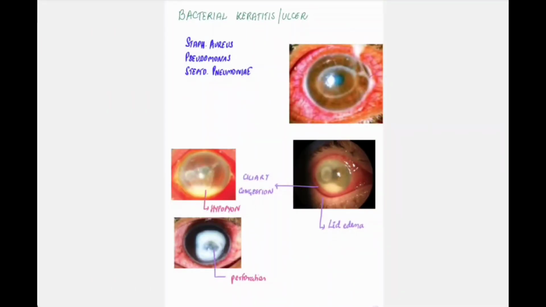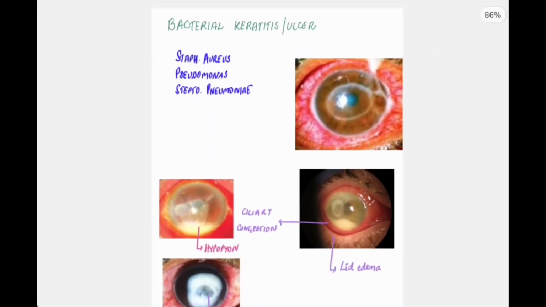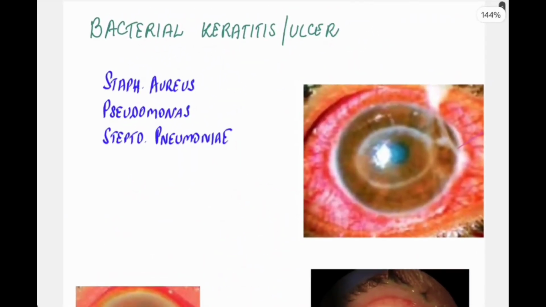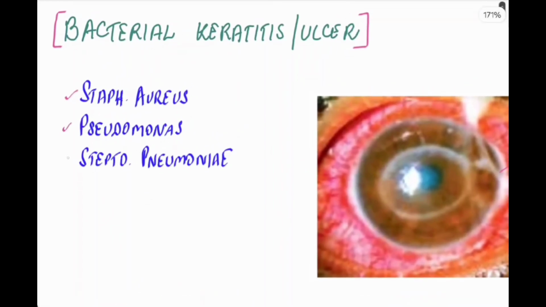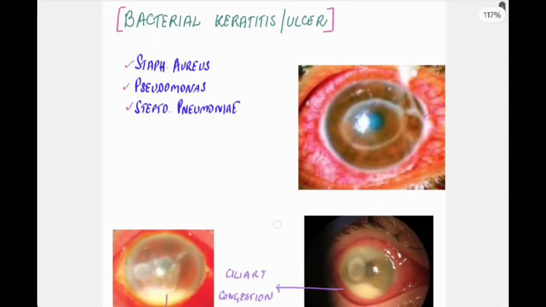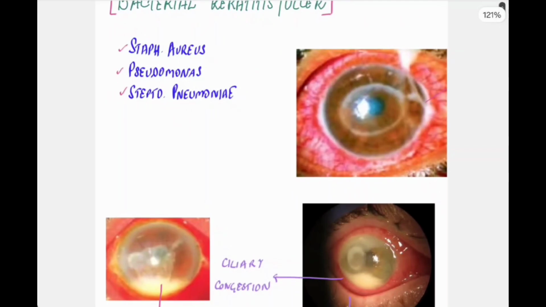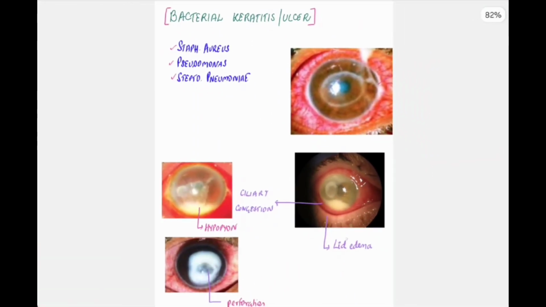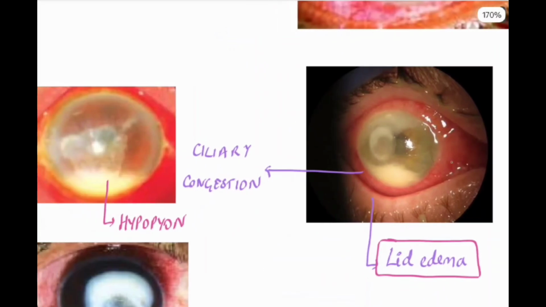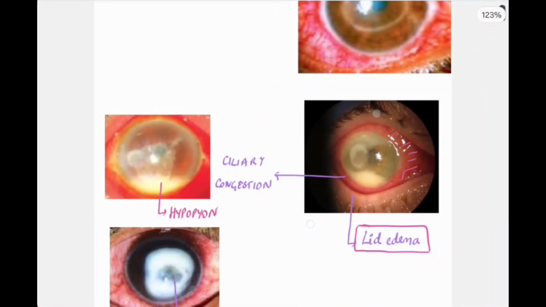In this session we'll discuss diseases of cornea. Bacterial keratitis, ulcer. The most frequent causative agents are Staphylococcus aureus, Pseudomonas and Streptococcus pneumoniae. Signs vary with the severity and on causative agents. Signs include lid edema, marked ciliary congestion, epithelial breakdown followed by stromal suppuration.